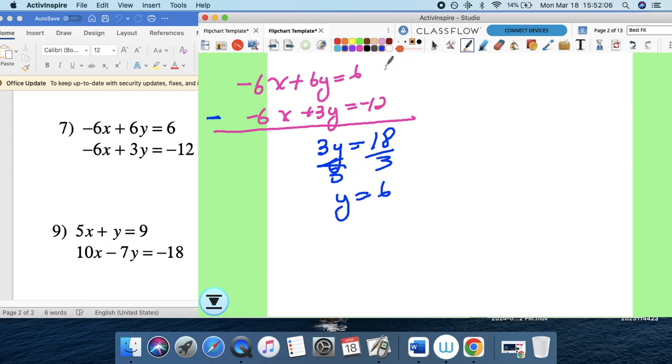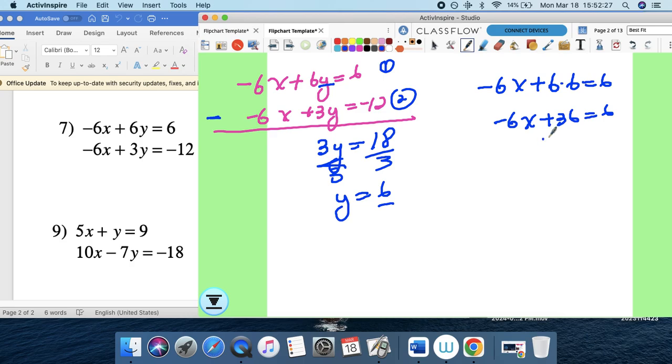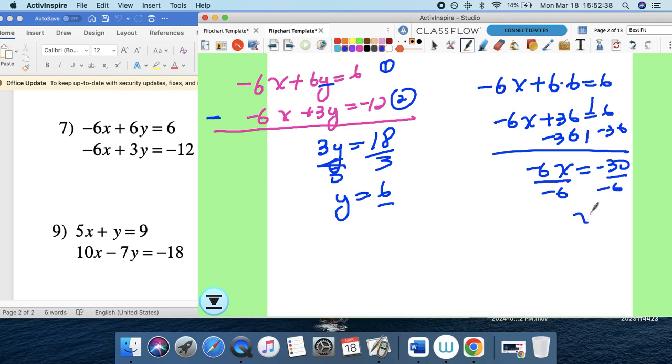Now, you can either pick equation 1 or equation 2, pick the easier of them. It really doesn't matter. So I'm going to pick equation 1, so I get negative 6x plus 6 times 6, because I'm replacing the y with the value we just found, which is 6, equals 6. Negative 6x, 6 times 6 is 36, equals 6. Minus 36 on both sides, and I get negative 6x equals negative 30. Divide both sides by negative 6, and x equals 5. So our solution to this problem is the point (5, 6), which satisfies both equations.